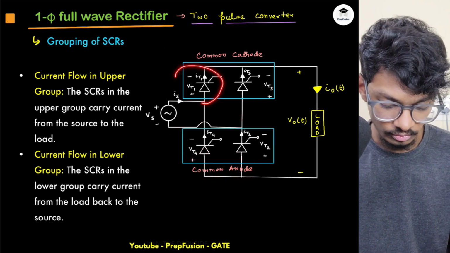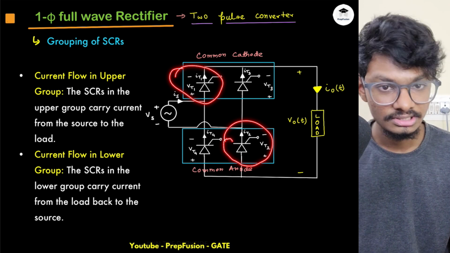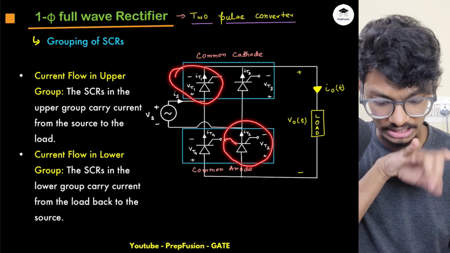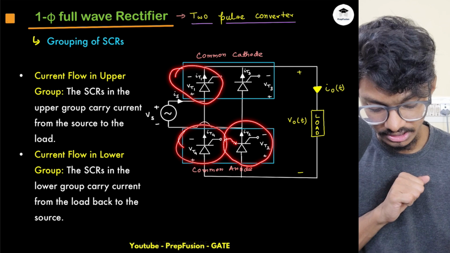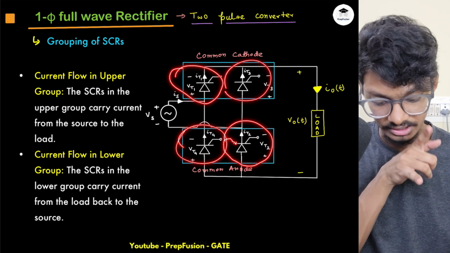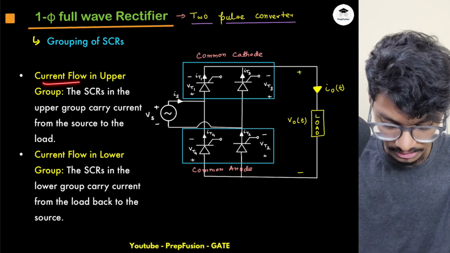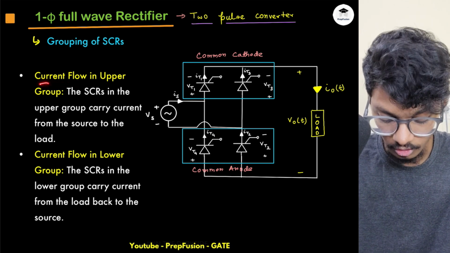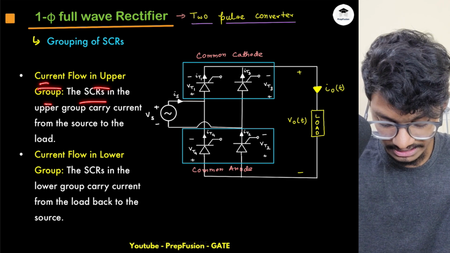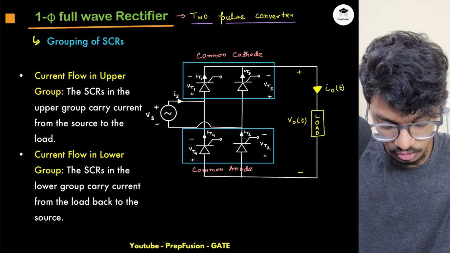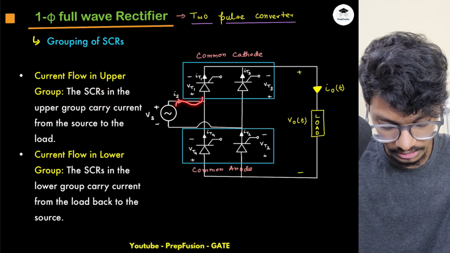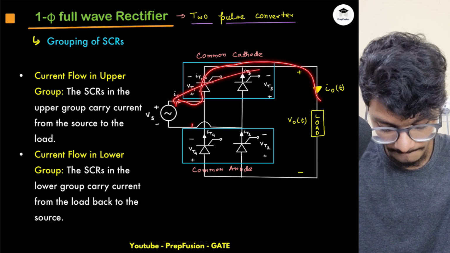Anyways, I know these two SCRs conduct simultaneously with each other, and these two SCRs also conduct simultaneously. But these two SCRs never conduct with each other. Why? Here we will read about the groups. Current flow in the upper group: the SCRs in the upper group carry current from source to the load.